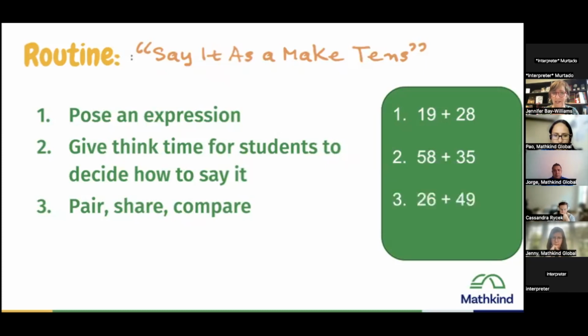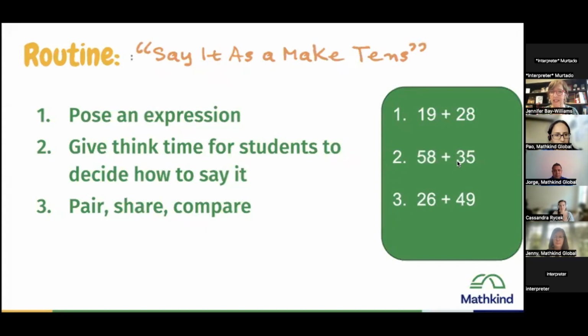And then this routine keeps going. So this is how the routine works, is you put the expressions up and then they share the options and then you can have them go and solve the problems or not, because you're just helping them see that they can move some amount from one number to the other. It's called the say it as make tens. That's what I call it. Say it as make tens routine.